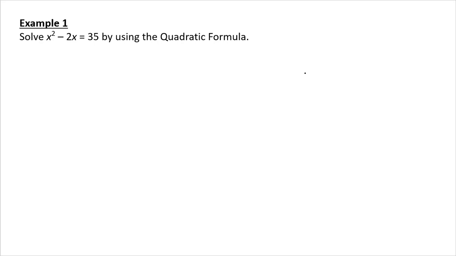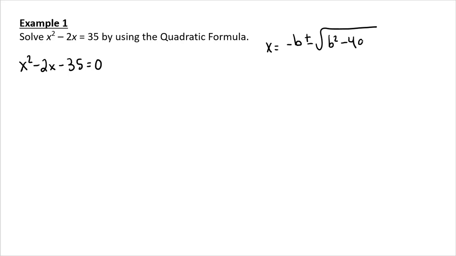Okay, so our first example here, solve by using the quadratic formula. The first thing you have to keep in mind is that your formula needs to be set equal to 0. So I subtract that 35 over to the other side, and then remember your quadratic formula. X equals negative b plus or minus the square root of b squared minus 4ac all over 2a.